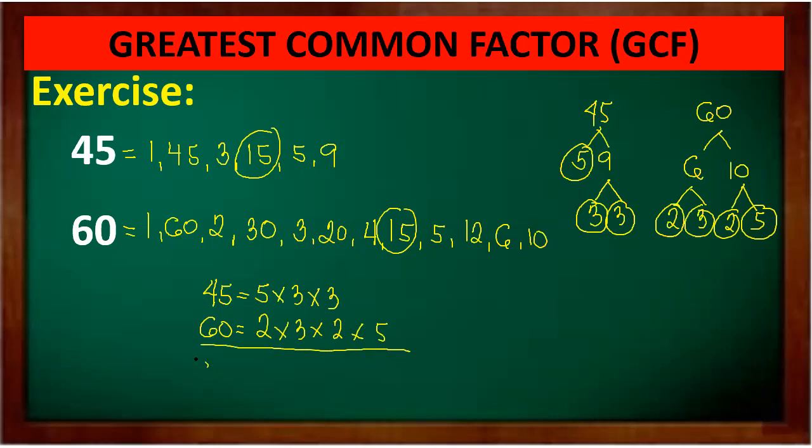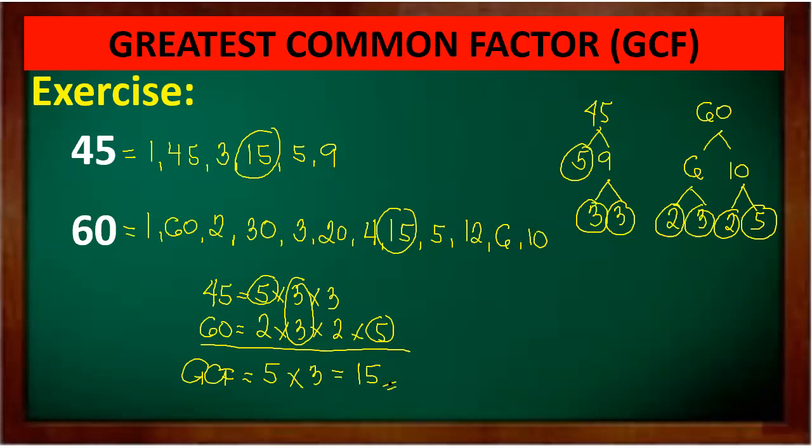So let's get the greatest common factor. We have common 5. Okay, so bring down that 5 times, may common pa ba? Yes, 3 and 3 is common. Meron pa? Wala na. So 3 times 5, or 5 times 3, will actually give you 15.